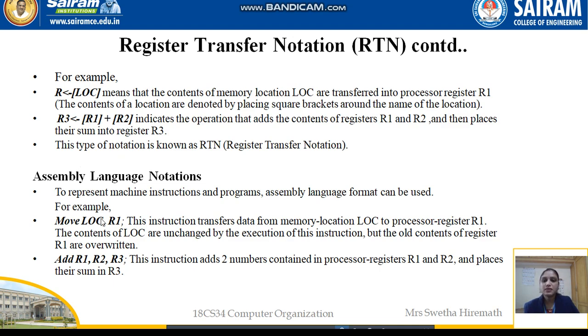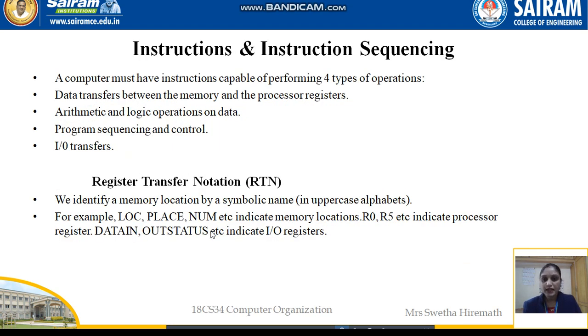So this is about assembly language notation and register transfer notation. There are two types of notations: one is register transfer notation, the other one is assembly language notation. What is the difference between those two? In register transfer notation, we identify memory locations by symbolic names, and they may be either memory locations, or processor registers, or also IO registers.